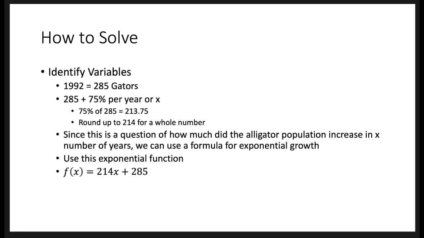75% of 285 is equal to 213.75. And to make it a whole number, we'll round up to 214. Since this is a question of how much did the alligator population increase in X number of years, we can use a formula for exponential growth. The exponential function that I came up with to figure out the answer to this question is f of x equals 214x plus 285.